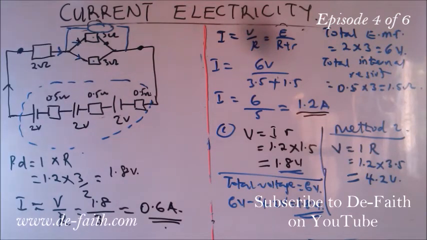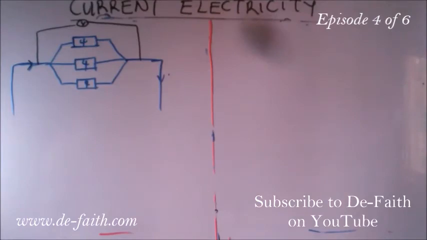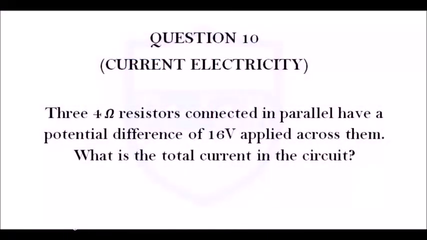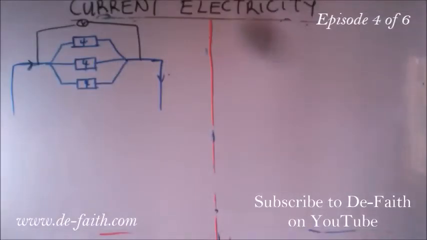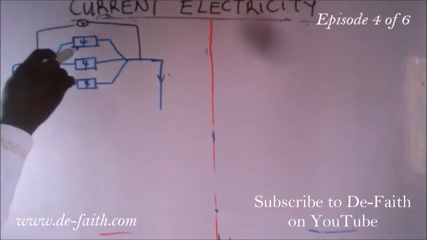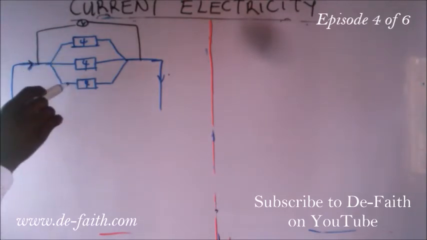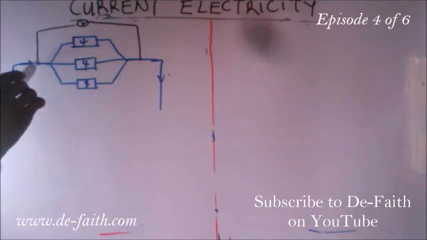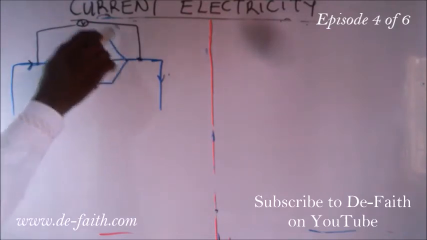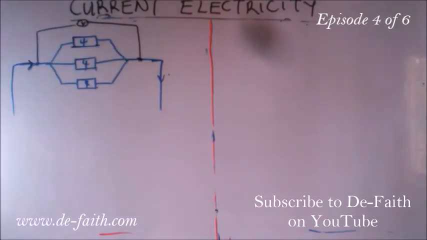0.6 is the current. Alright, so here comes the next question, which says 3 4-ohm resistors connected in parallel have a potential difference of 16 volts applied across them. What is the total current in the circuit? For us to solve this, we're told that there are 3 4-ohm resistors which are in parallel, and then we have a potential difference that's applied across the resistors. We have to find the current flowing in the circuit.